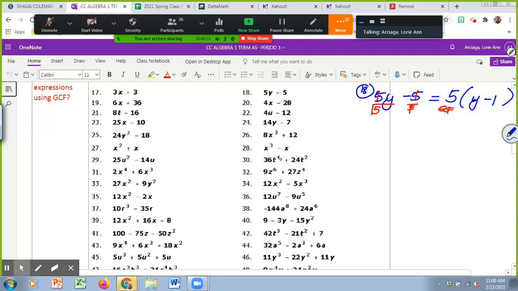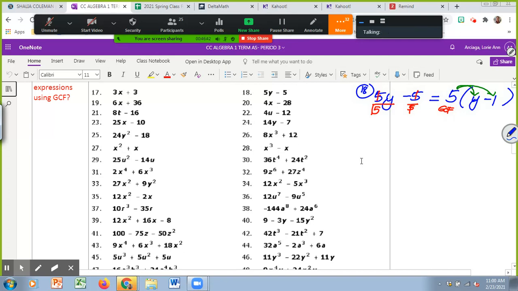Earlier we were just finding the GCF, but now we're finding the GCF and trying to figure out the other factor. How do you know that you're right? How do you know that you're not messing up? You multiply it back. 5 times y is 5y, and then 5 times negative 1 is negative 5. So that's how you know you got it right.